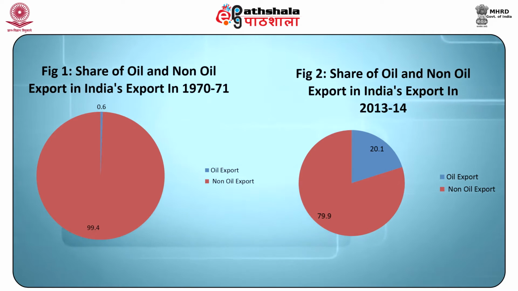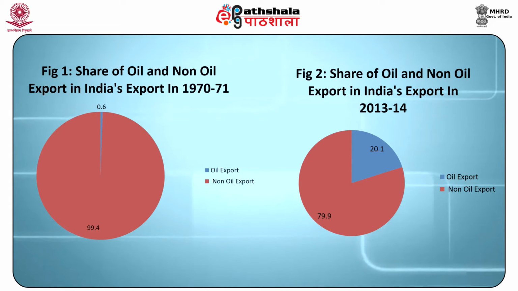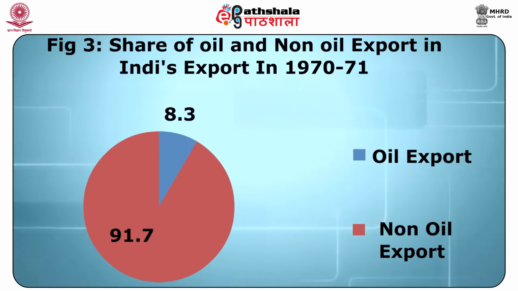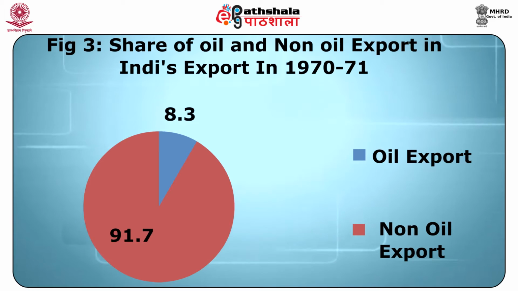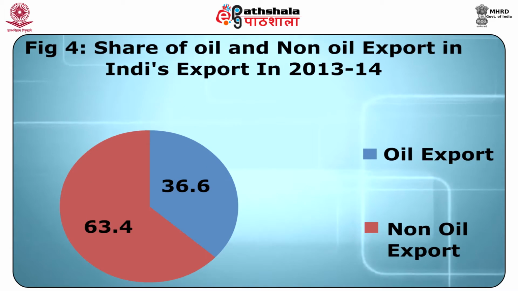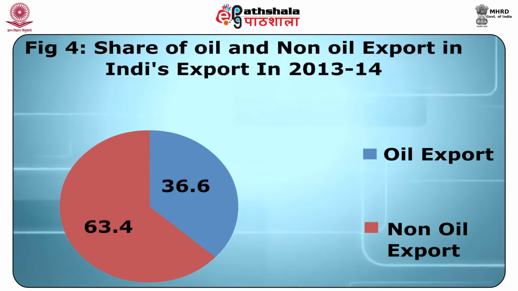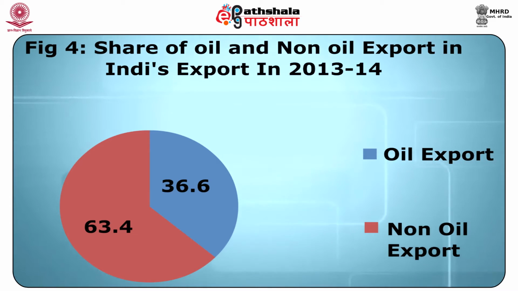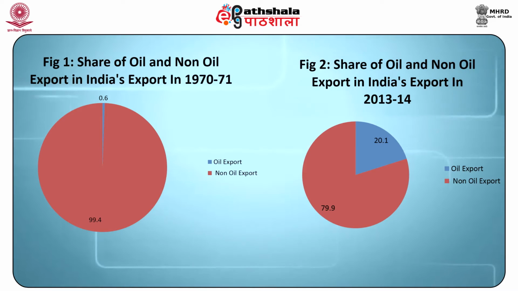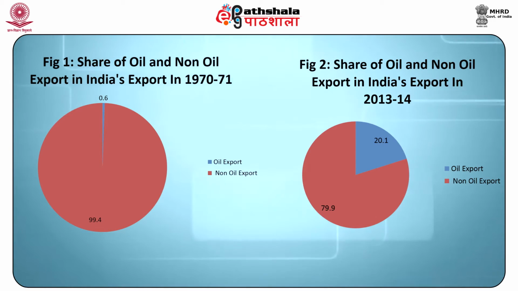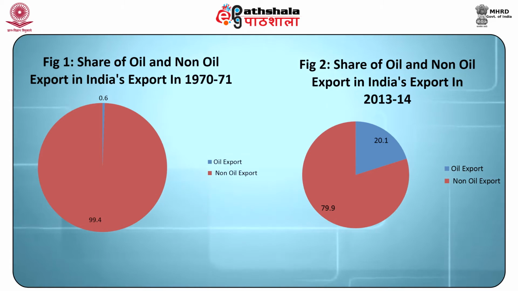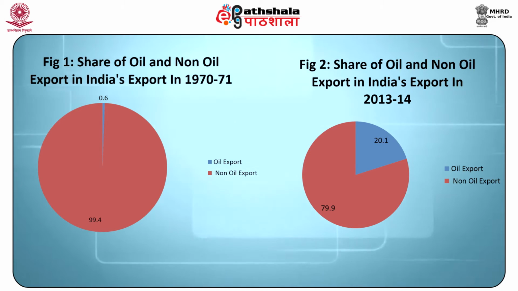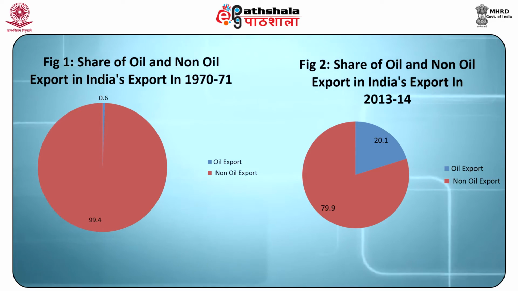And if we look at the same in 2013-14, we find that the share of non-oil export was 79.9%. And if we look at the share of oil and non-oil exports in India's export in 1970-71, non-oil export was 91.7%. And if we look at the share in 2013-14, the non-oil export was 63.4%. So figures 1 and 2 show that the share of oil export from India in total export has increased from 0.6% in 70-71 to 20.1% in 13-14, whereas the share of non-oil export has reduced from 99.4% to 79.9% respectively for the same period.